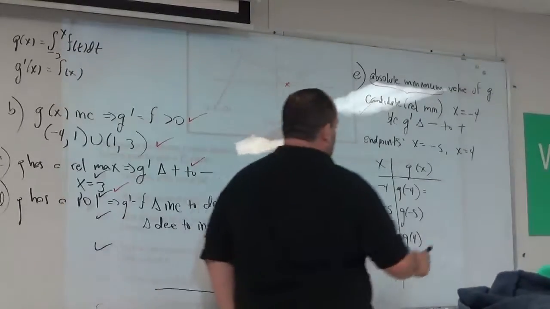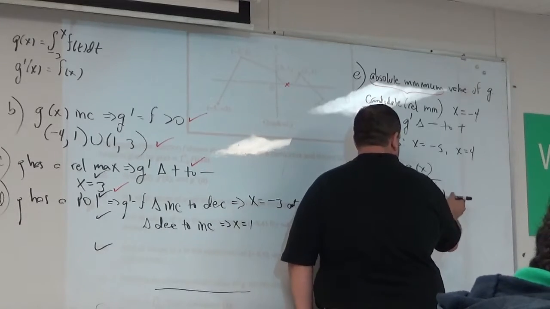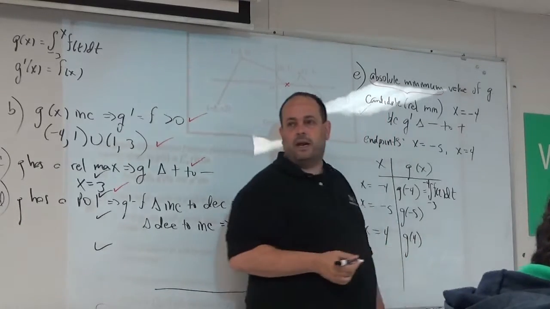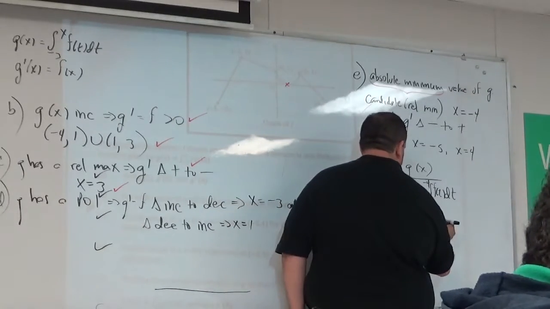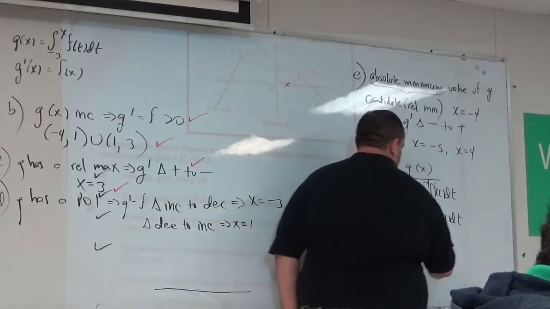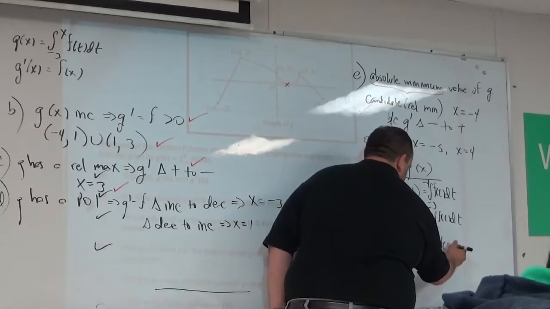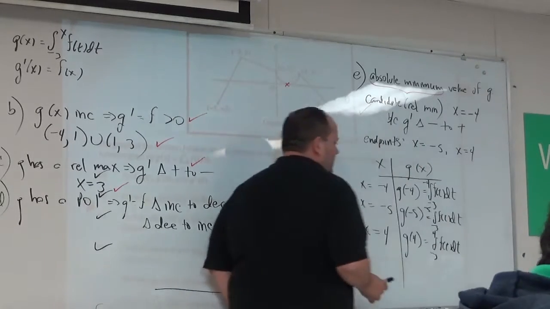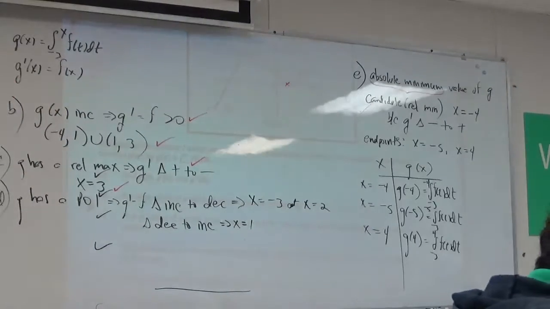So what I'm really going to have to do here is an area calculation from -3 to -4, and you're going to get some number. You're going to do it again for g of -5, an integral from -3 to -5, f of t dt. You're going to evaluate g of 4. That's an area calculation from -3 to 4 of f of t dt. And whichever one is the smallest wins.